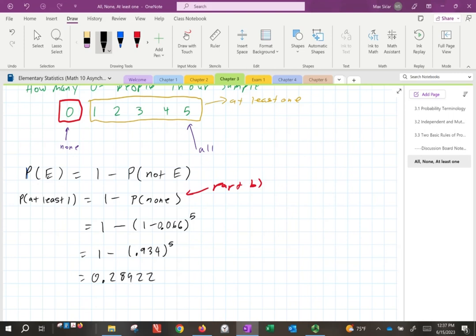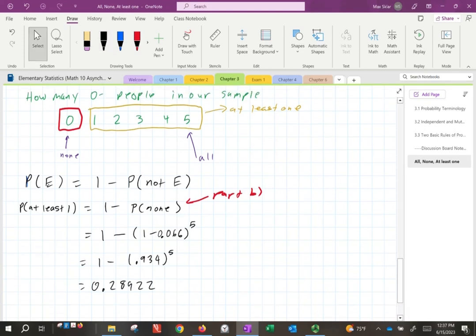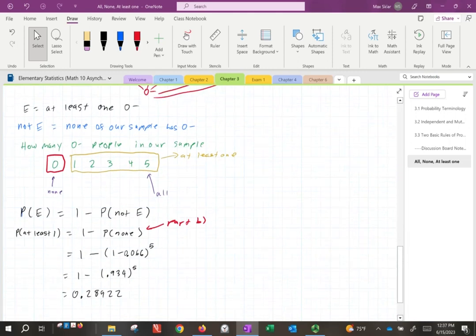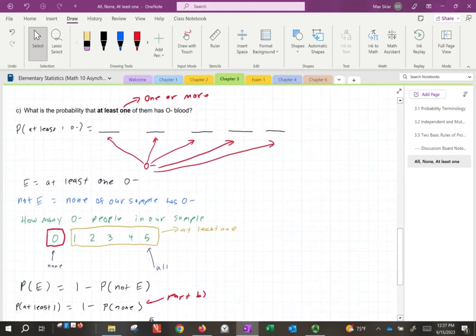This is a pretty powerful technique for, in particular, finding the probability of getting at least one success. If you're playing a game and you're trying to get a success, for example, maybe we are randomly selecting 5 people lined up for a blood donation, treating them as independent of one another, as an independent sample.